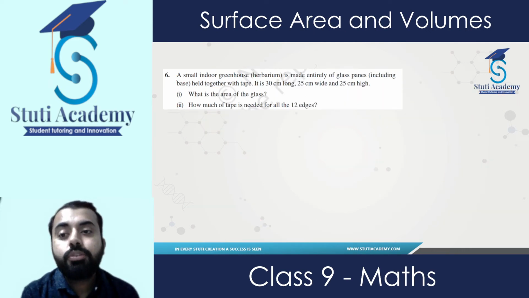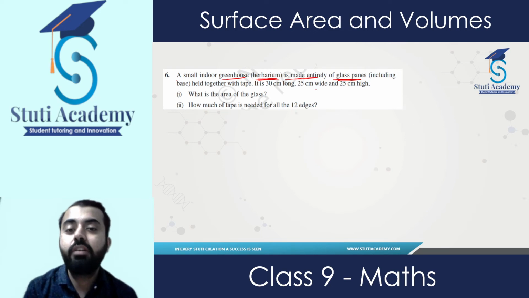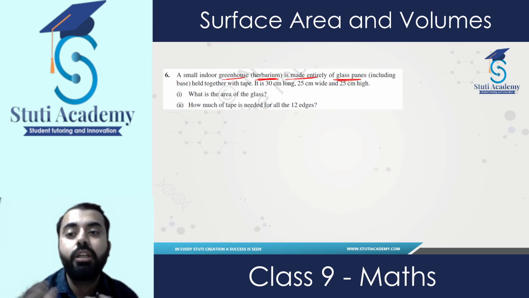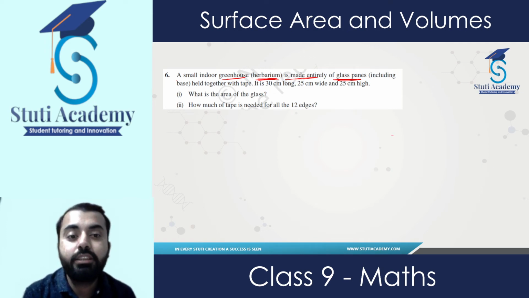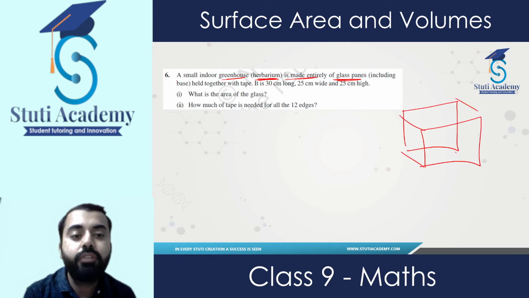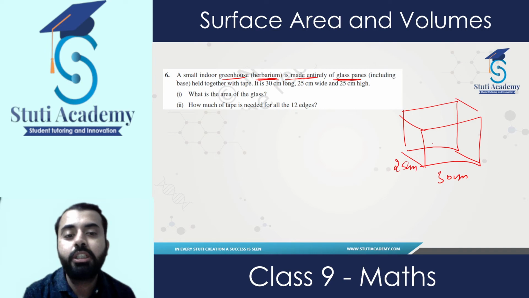Now I have a small indoor greenhouse, you can say herbarium, made entirely of glass panes. I have a greenhouse made indoors. It is made up of glass panes, and its base is also of glass. It has six glass panes, the faces. Its length was 30 centimeter, its breadth was 25 centimeter, and its height was also 25. Everything was made of glass, so I have to find out its area.